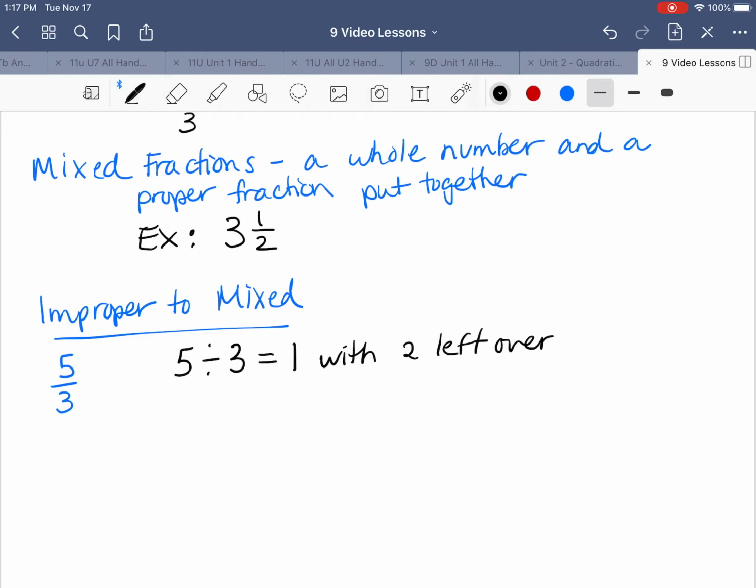So we are going to write our mixed fraction as 1 and 2/3. Okay, so see where we got our 1. So 3 goes into 5 one time, and then we had 2 left over.